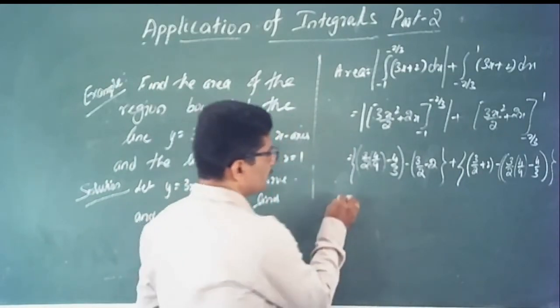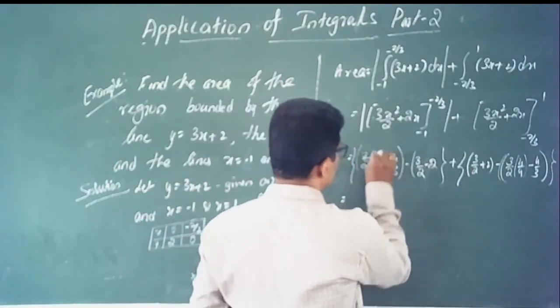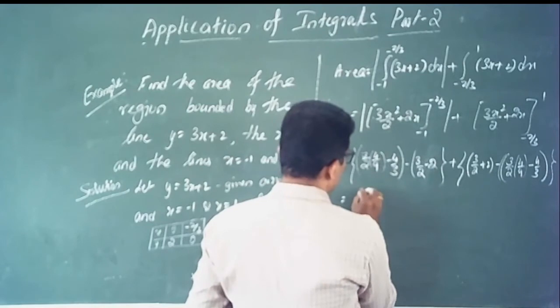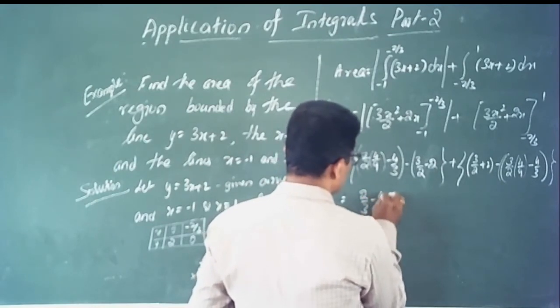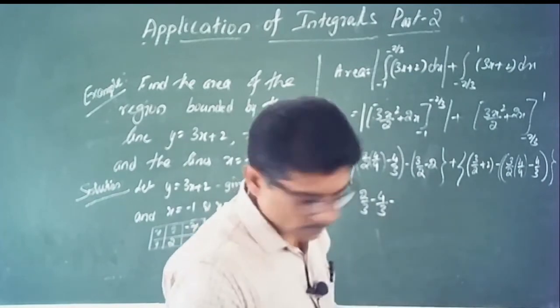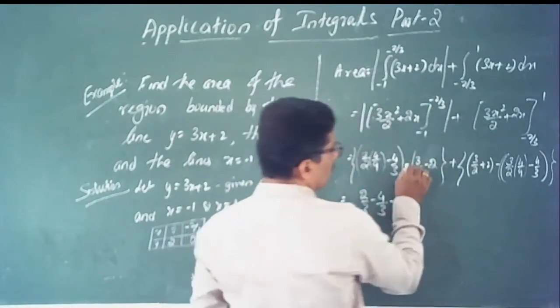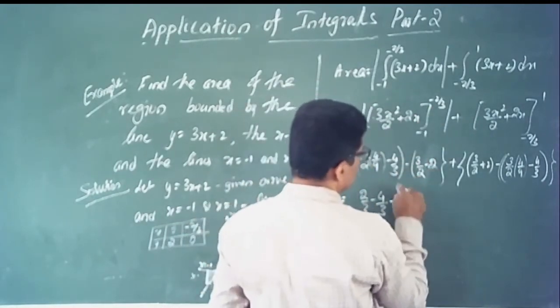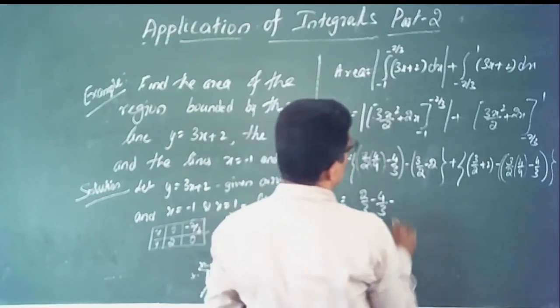Right. Simplify these functions. 1 3 3 cancels. 1 2 2 cancels. It means 2 by 3 minus 4 by 3 minus. Simplify and write, or put as it is. Here also we can write minus 3 by 2.